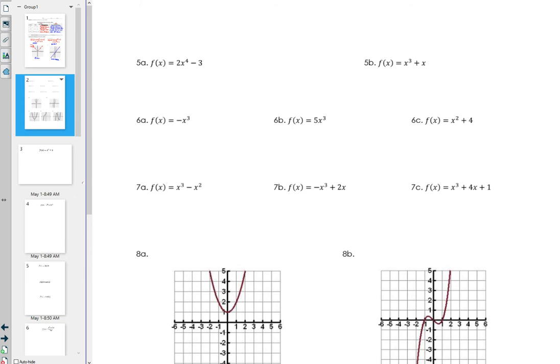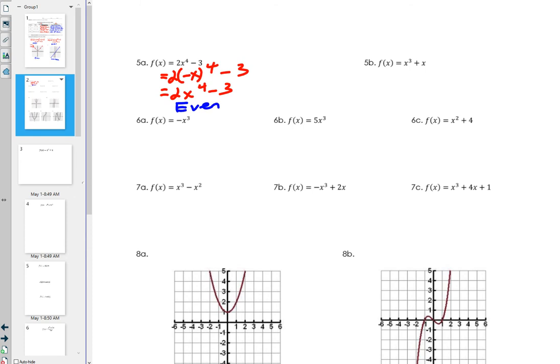Do 5A. Once you get 5A, let me know. Jada, what'd you get? Meaning, so what's it going to be? When you take out the x and replace it with a negative x to the fourth is x to the fourth, so Jada was correct. It looks exactly the same. Therefore, that is an even function.